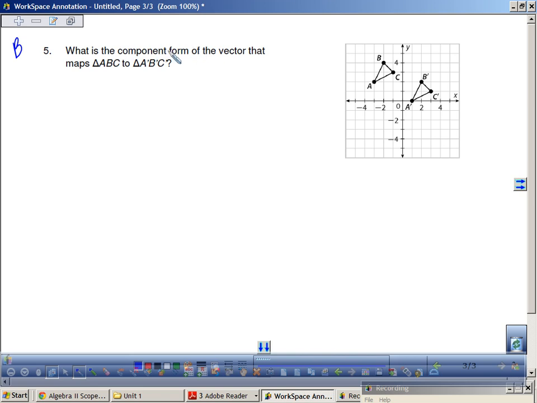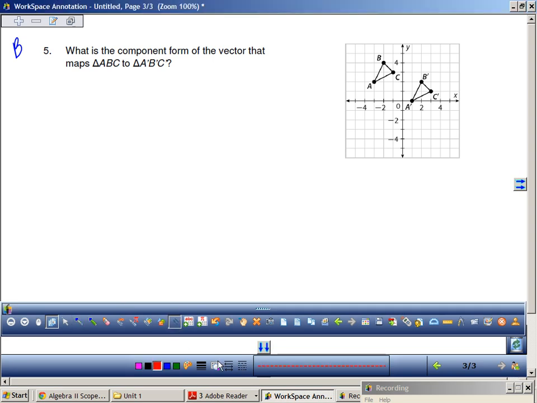Okay, pretend like you don't know what component form is, and let's think about a vector. What's a vector? I don't remember what a vector is, Mrs. Muller. Well, let's see if we can figure anything else out. ABC to A prime, B prime, C prime. So mapping from one to another, right? Isn't there like a connection between them, between the vertices?